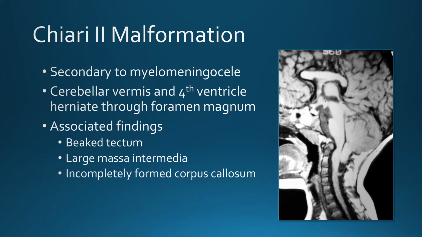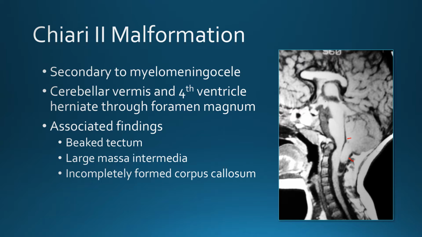The cerebellar vermis here and the fourth ventricle herniate through the foramen magnum. So these are always seen with a myelomeningocele, and it's thought that the low CSF pressure due to the CSF leaking out through the open defect causes the hindbrain to herniate through the foramen magnum.